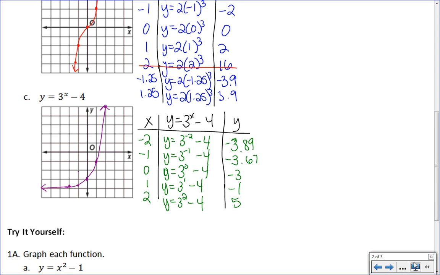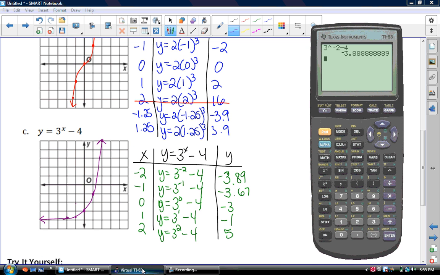Okay. And of course we can graph this one on the calculator also to make sure that we get the correct graph. So y equals, clear out the old one, 3 to the x minus 4. When we graph, it should look like the graph that we have. Looks horizontal and then curves upward. Yep, that's what we have.